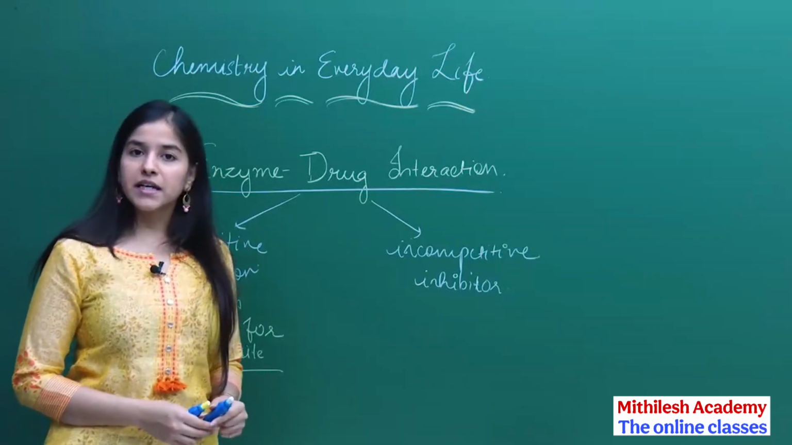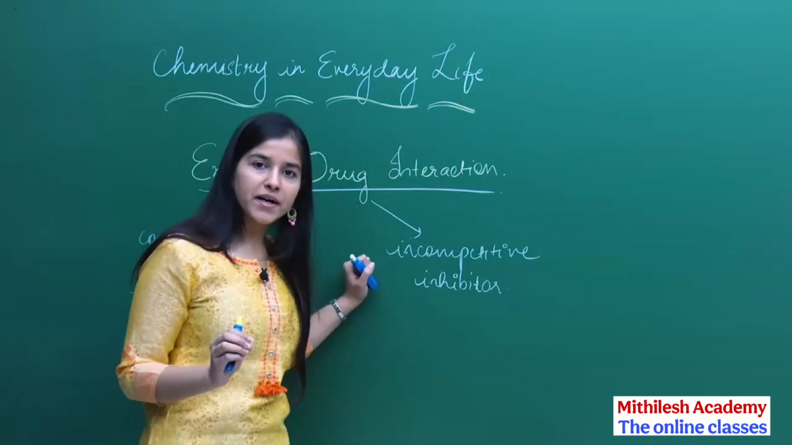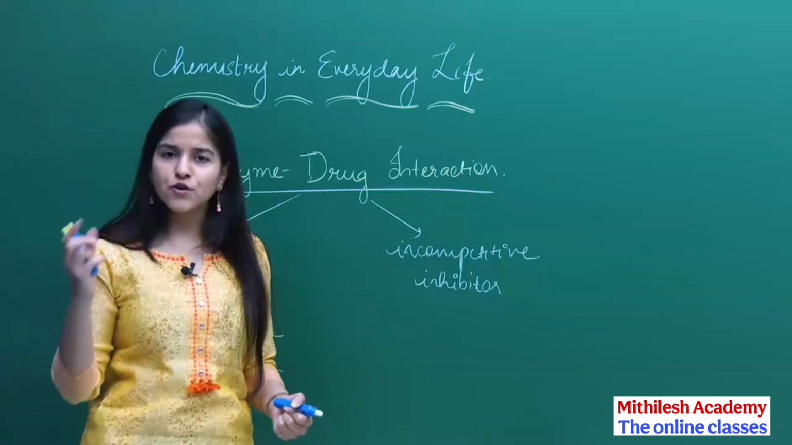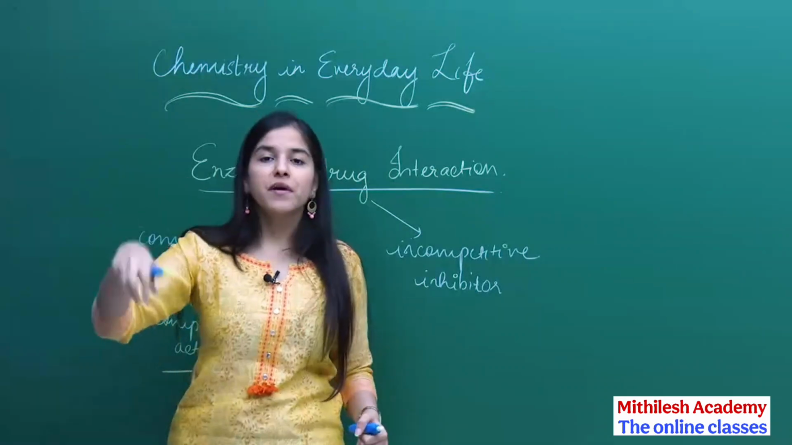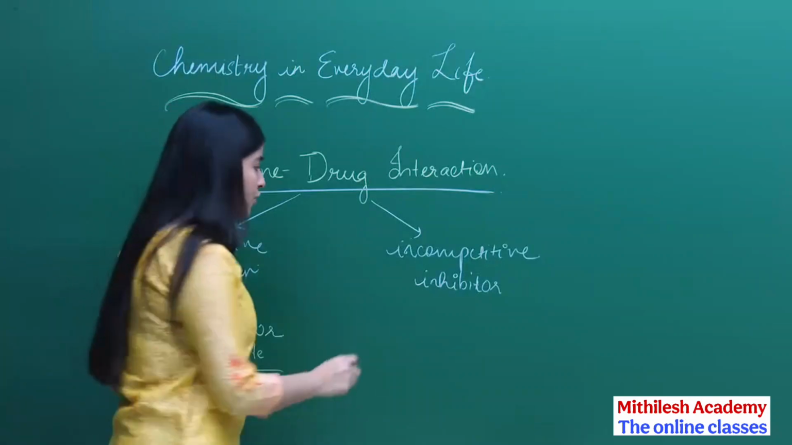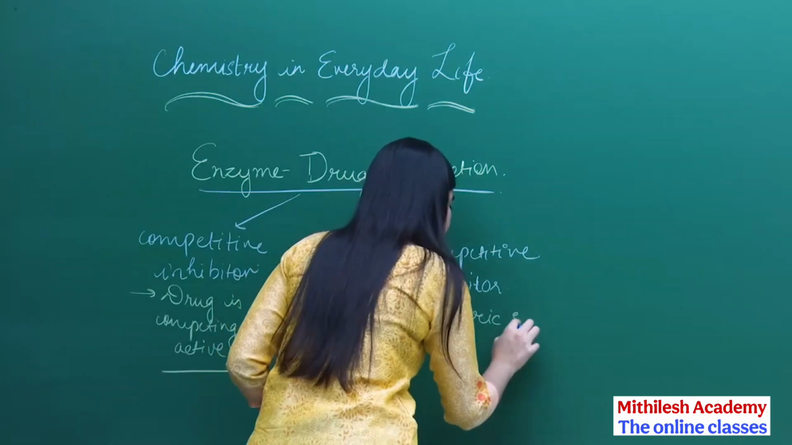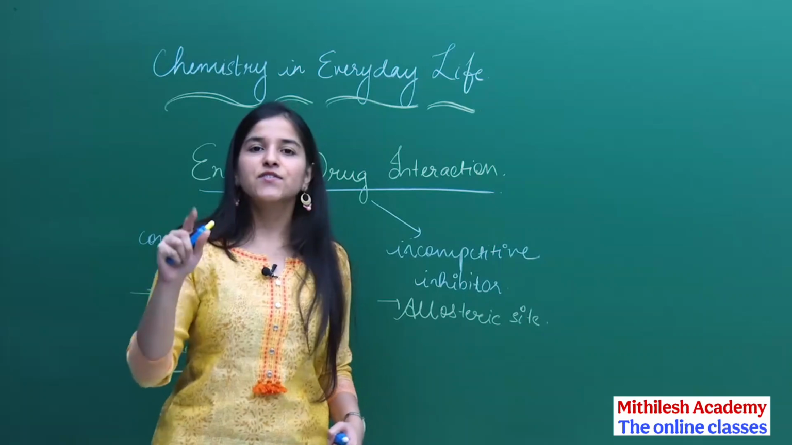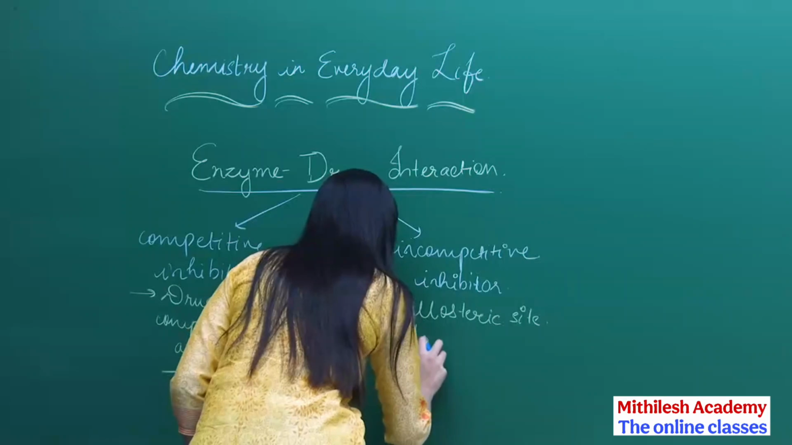Now the next part is the noncompetitive inhibitor. Here it is not mimicking, but what it does is attach on some other site of that enzyme. It is not actually touching the active site but some other kind of site. What kind of site will that be? It is the allosteric site. So here it is moving on to the allosteric site, and due to this kind of attachment, what is happening? The shape of the active site is somewhat changed. So the shape of the active site is changed.